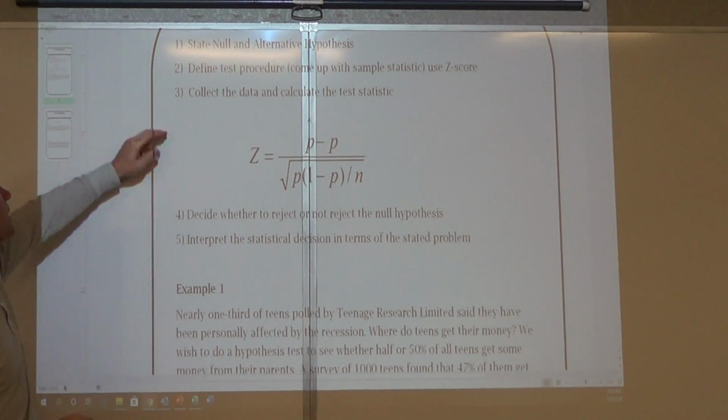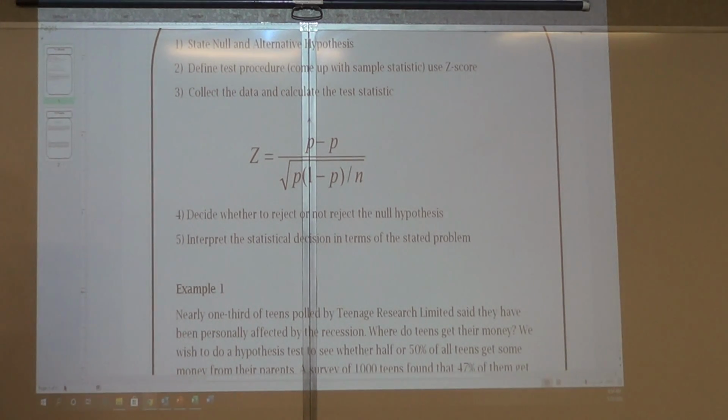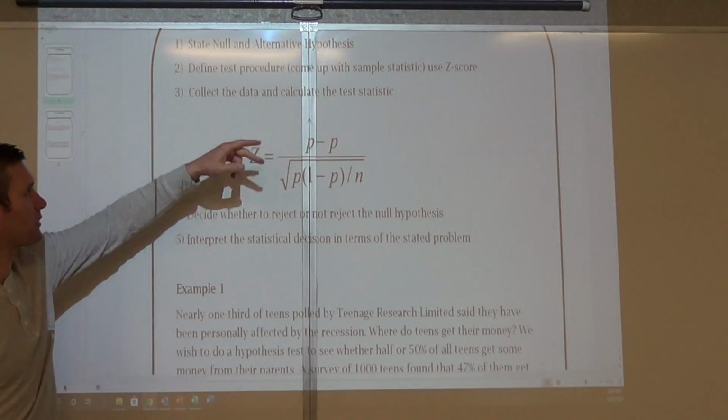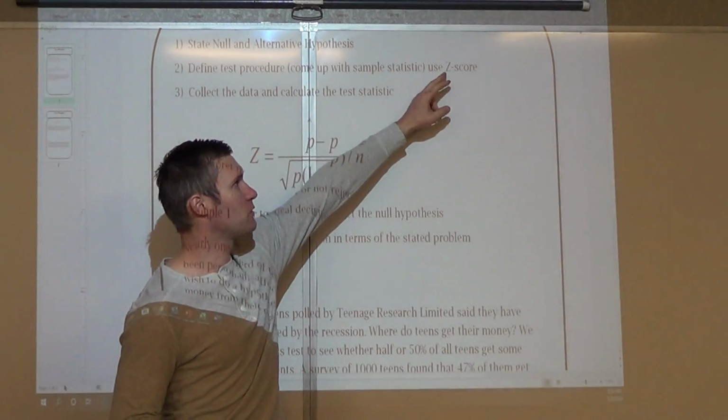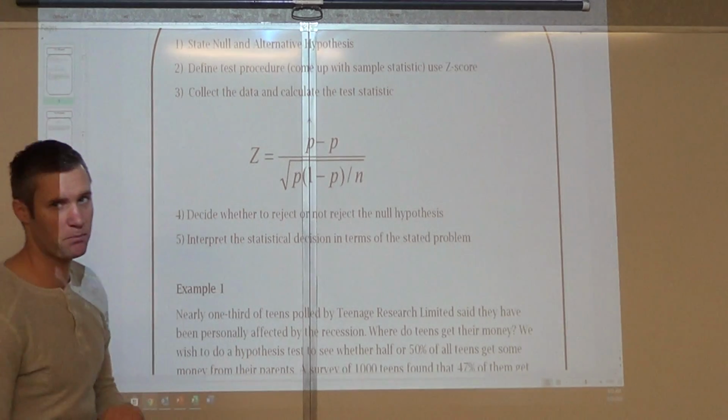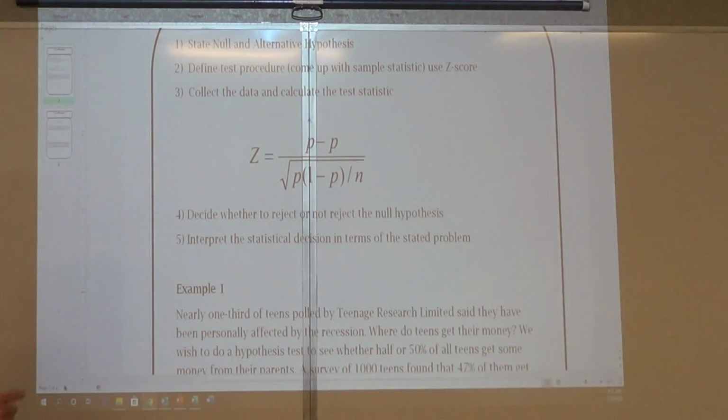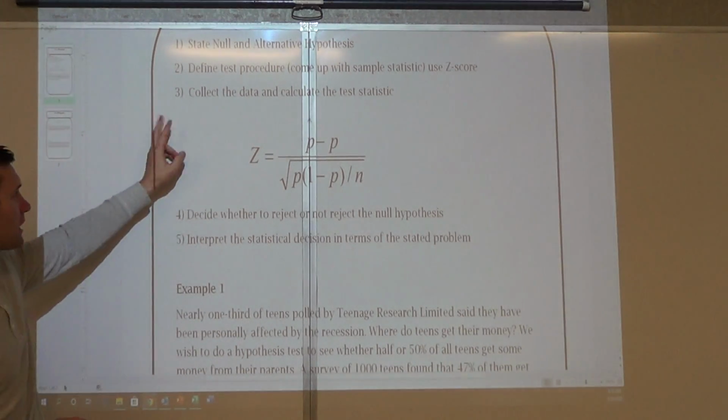Just a reminder, for proportion tests, we're going to state our null and alternative hypotheses. We're going to define our test procedure. That is, we're going to use a z-score for the proportion test. So we'll go to our chart. Again, I'll show it to you. We're going to collect the data.